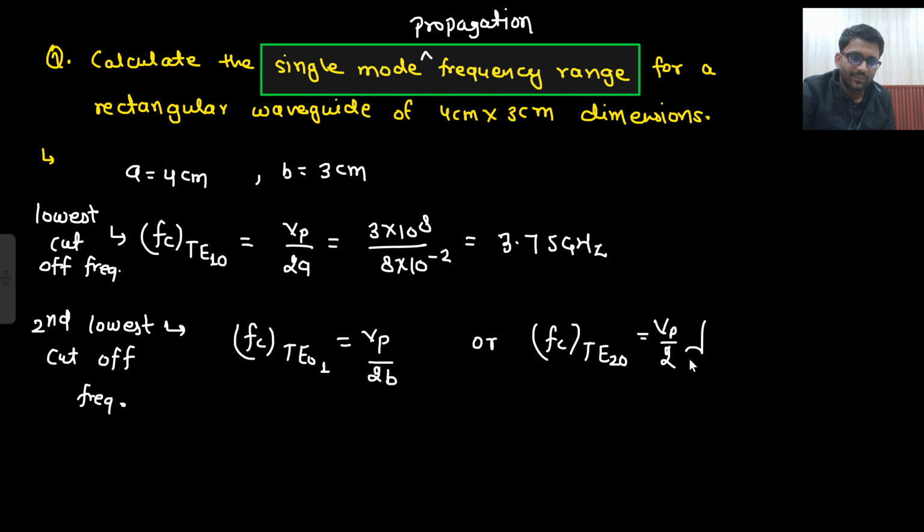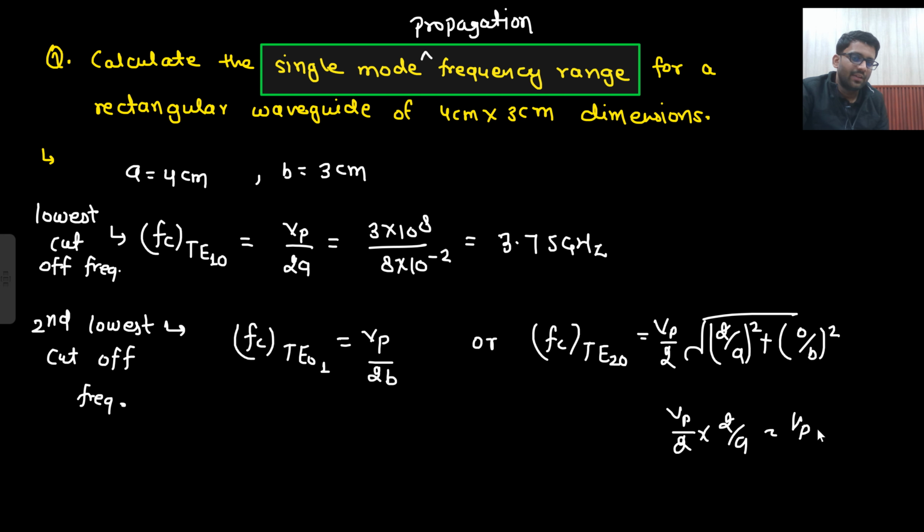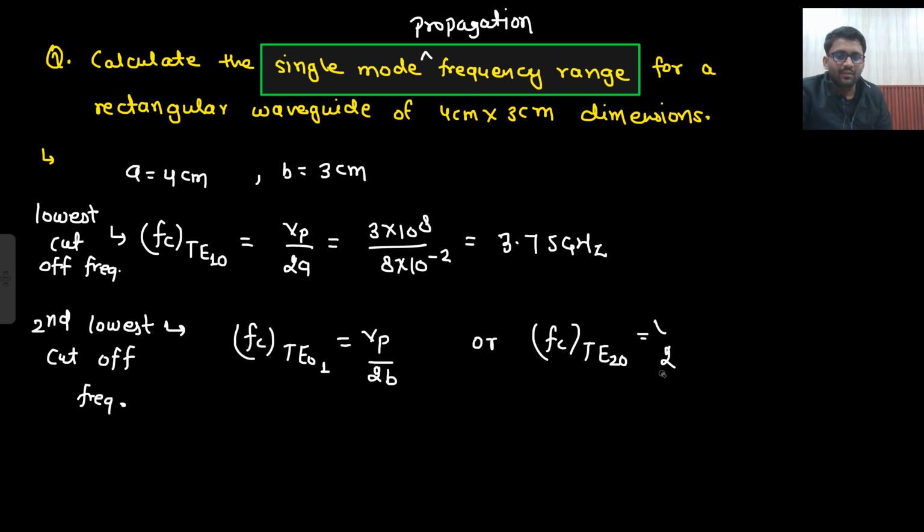And here what you will get? Vp by 2 under root m by a, that is 2 by a whole square, plus 0 by b whole square. So what you will be getting? 2 by a. So the answer will be Vp by 2 into 2 by a, so Vp by a. So here your cutoff frequency will be Vp by a.